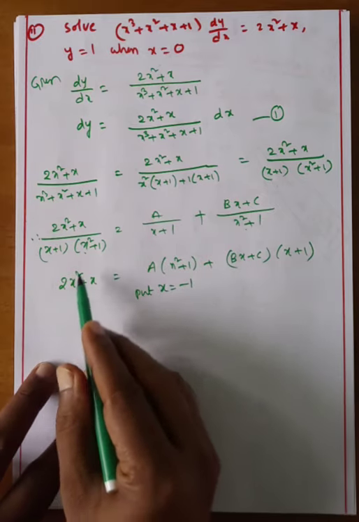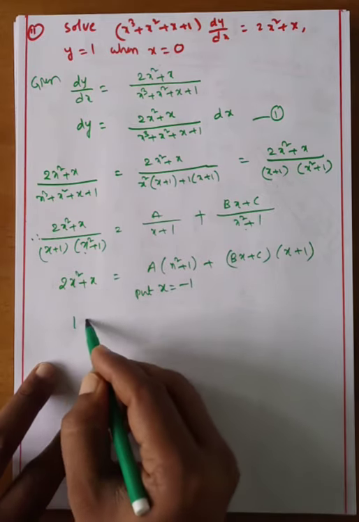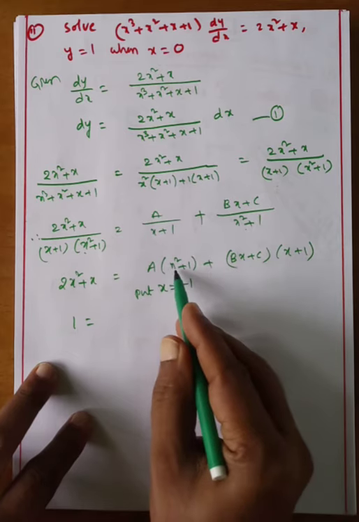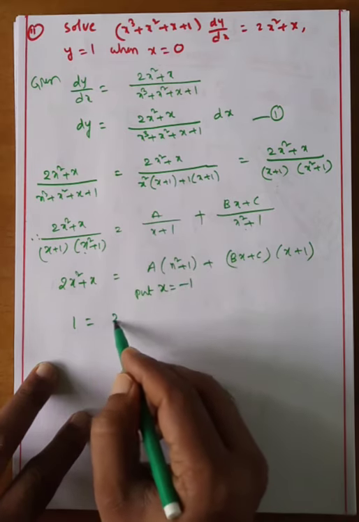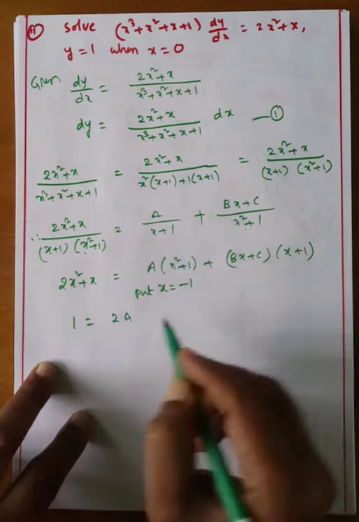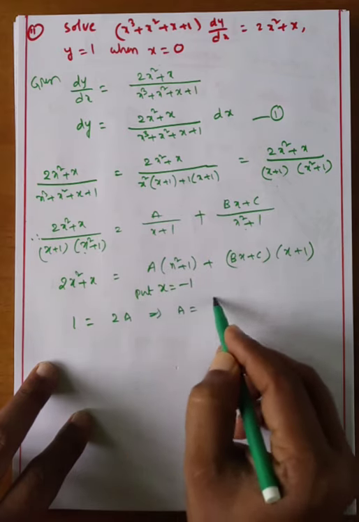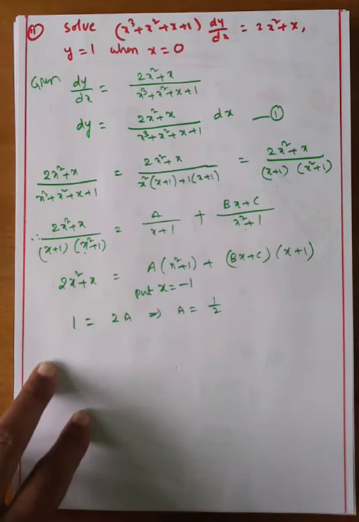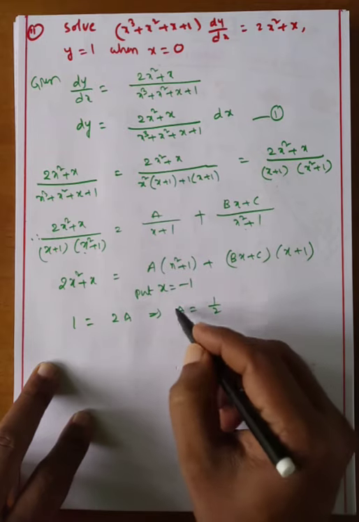Here 2 into minus 1 whole square, 2 minus 1, 1, is equal to a into minus 1 whole square plus 1, which means 2a. Here this is 0, that implies a is equal to 1 by 2. Okay, my dear students, the value of a is 1 by 2.